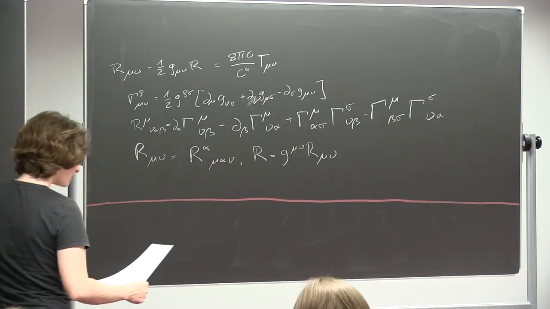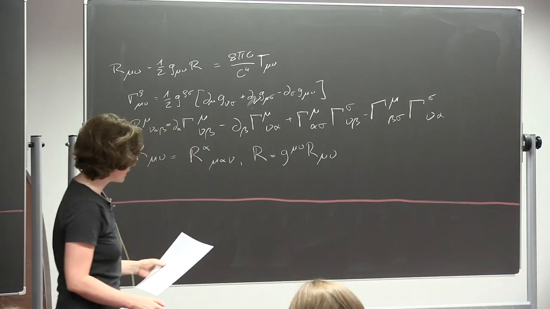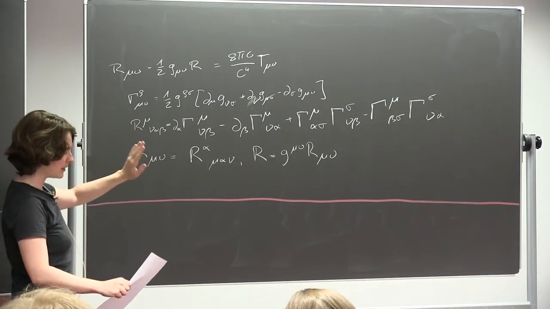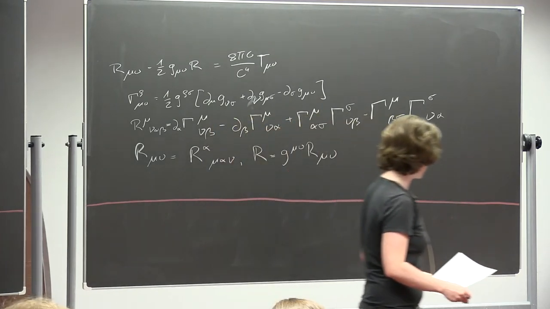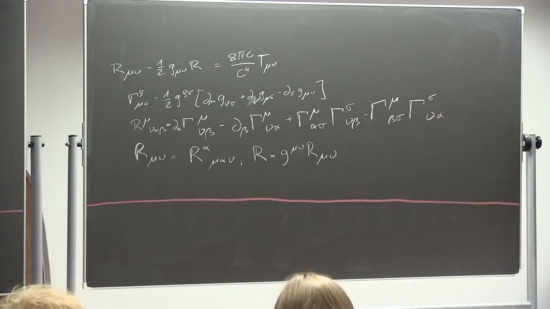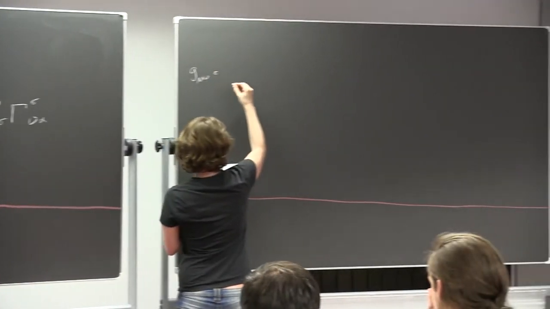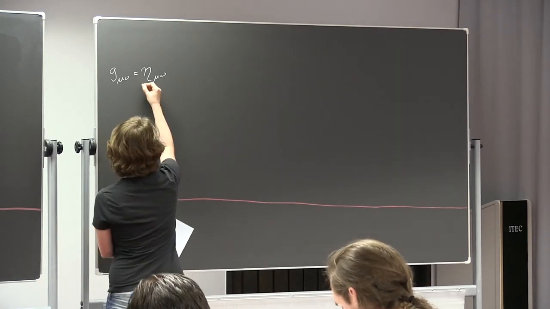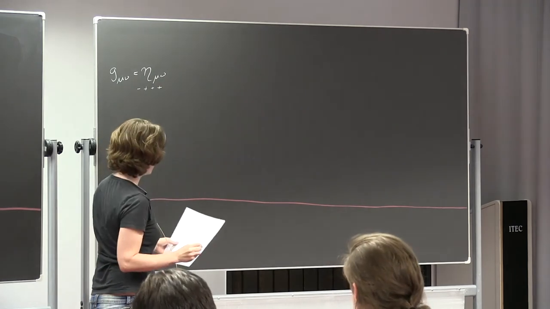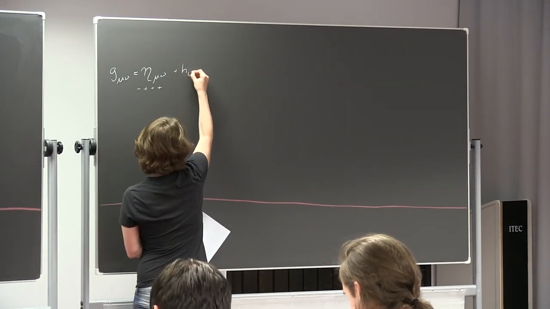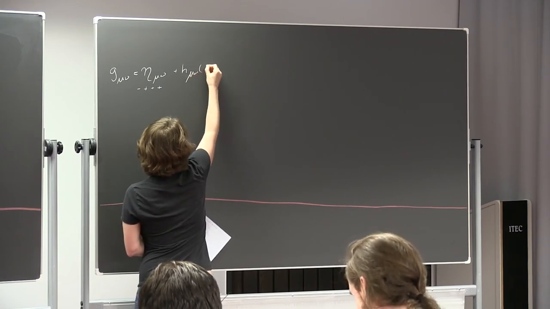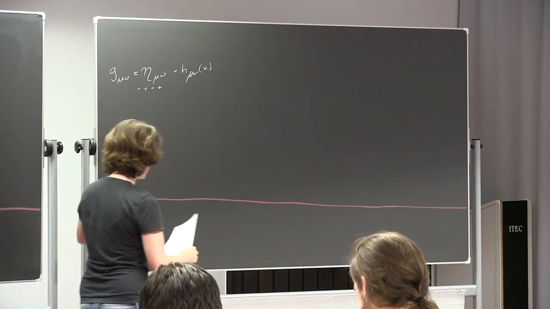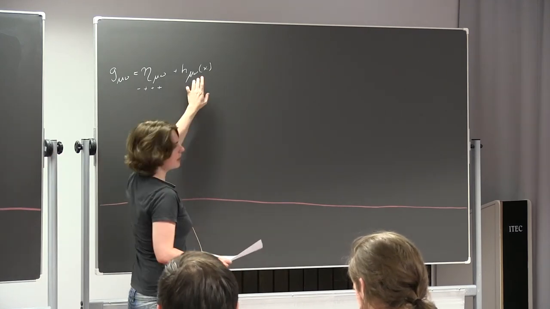So now, this so far is just GR, right? This has nothing to do with gravitational waves yet. So how do we get a gravitational wave? We're going to expand our metric as eta mu nu, where eta mu nu denotes the flat background metric, the object which is minus plus plus plus, plus some small perturbation, where the small perturbation is allowed to depend on space and time in general. And we're always going to work in the limit where this is very, very small.